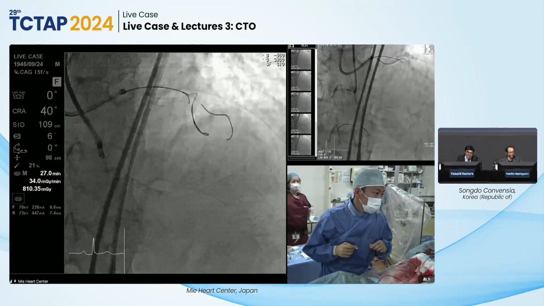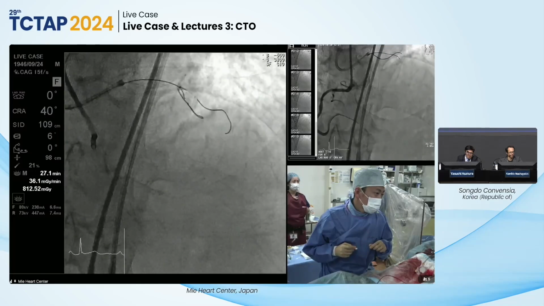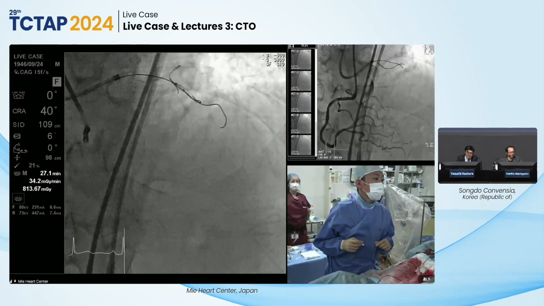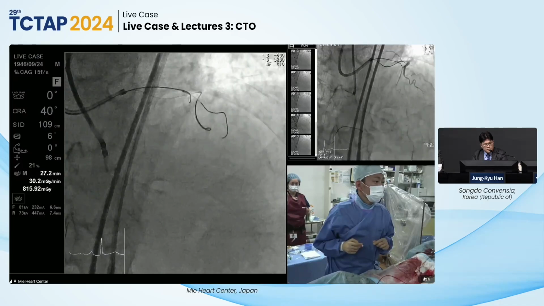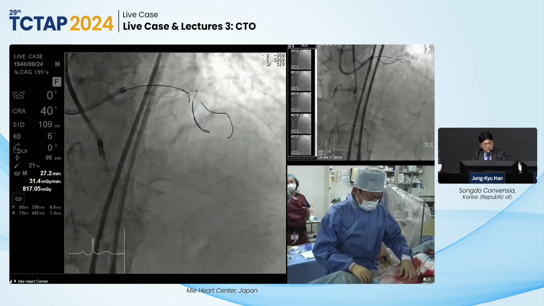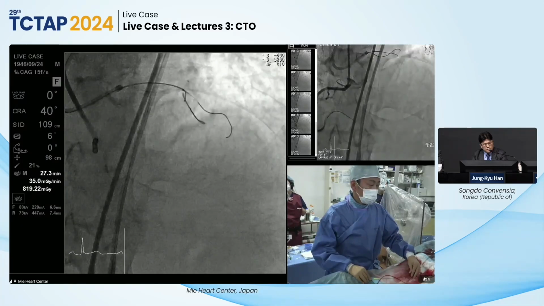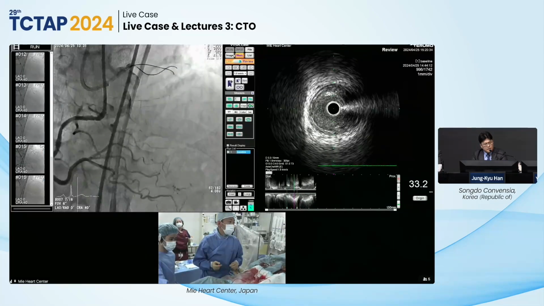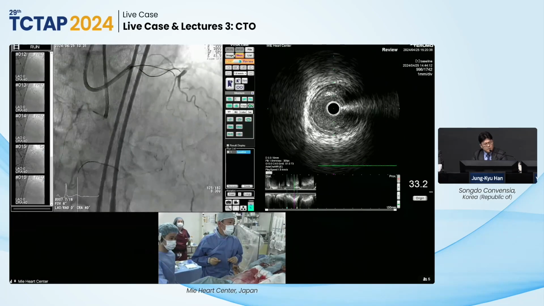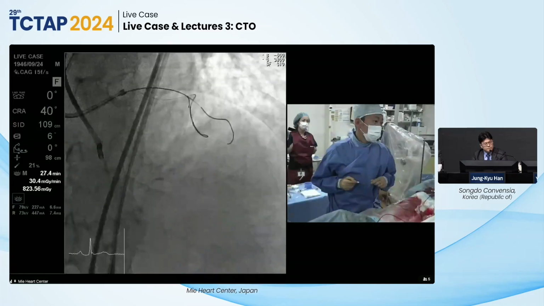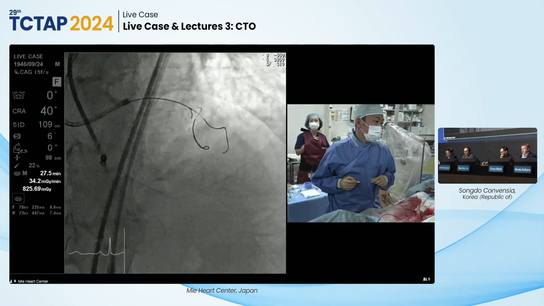The penetration power of the Gaia wire can be achieved only if the wire is advanced straight, right, because of its characteristic structure. So in this case, we need to get a high angle to puncture the proximal cap. So personally, I would take Miracle 6, making a big angle. And we can do the drilling technique to cross the proximal cap.